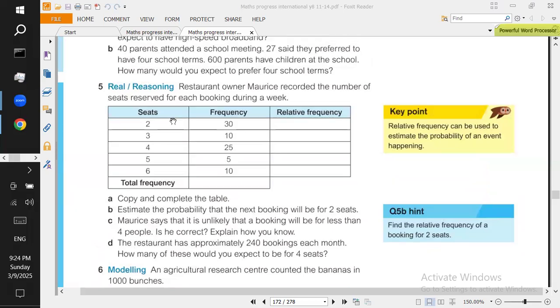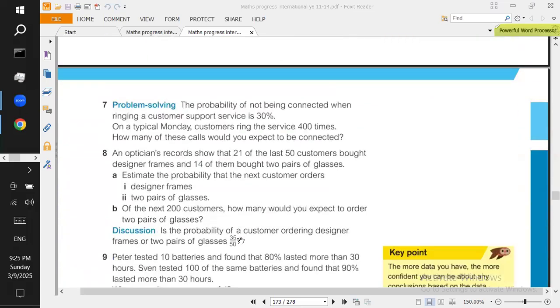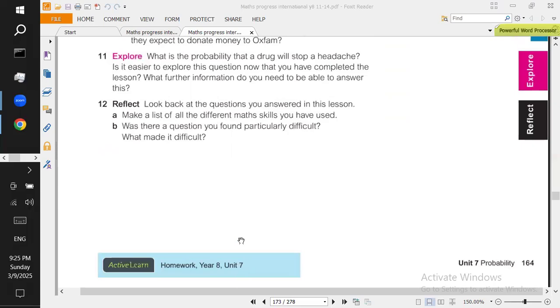Now we understand the idea of relative frequencies and experimental probabilities and expected probability. Same idea here. You can find the total frequencies, use them to find the relative frequency, and then use them to answer the question. Same idea with all questions in this page. And this is the idea of Unit 7.